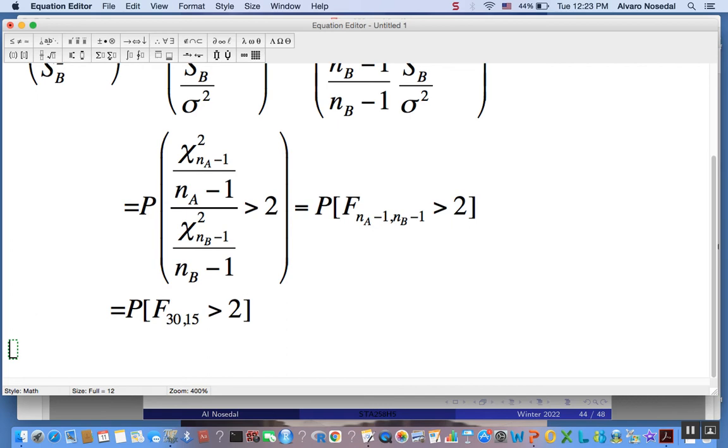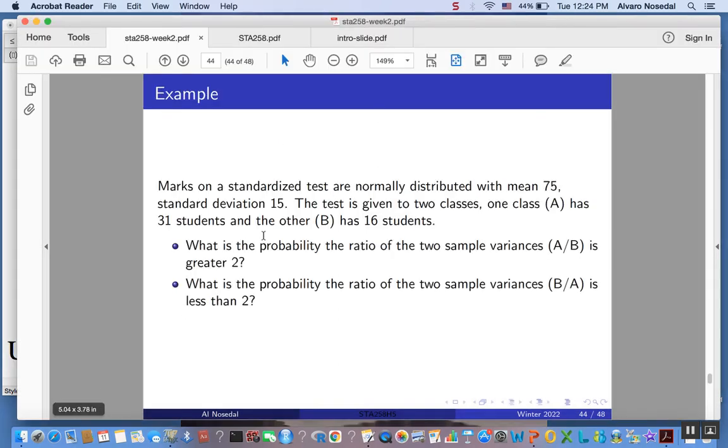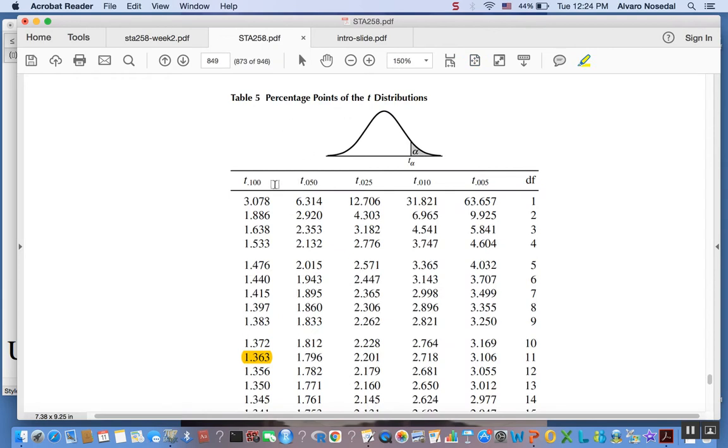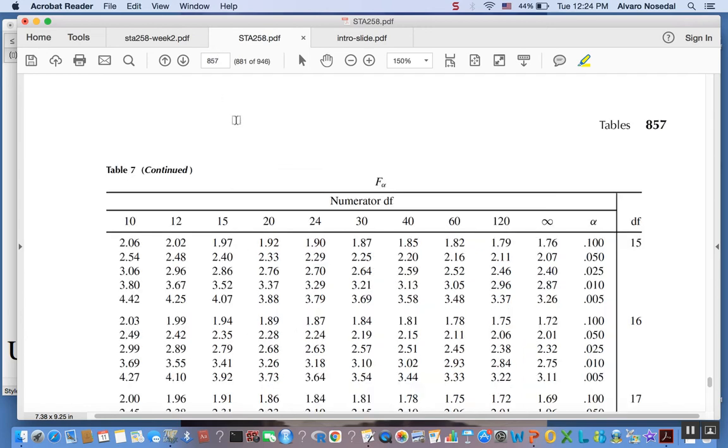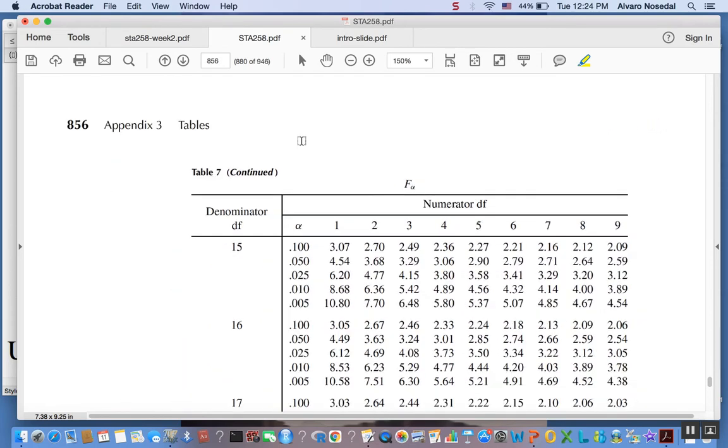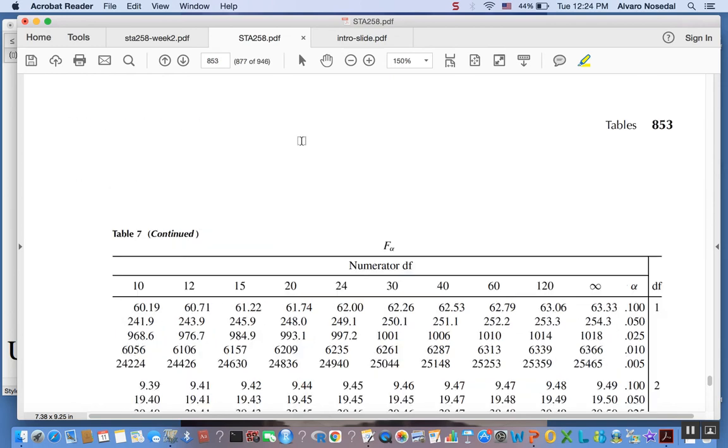So first, let's try and do this using our table. Okay? So let me say that. Using table. So let's see, we have our textbook, and now we have to go to page 857, right? So we have 30. Well, first let me show you what that table looks like.